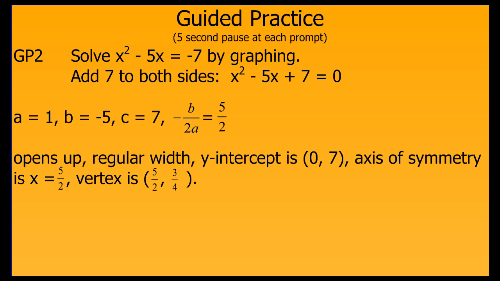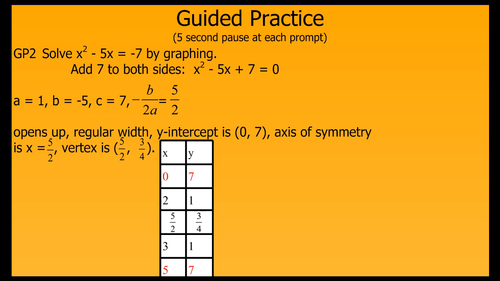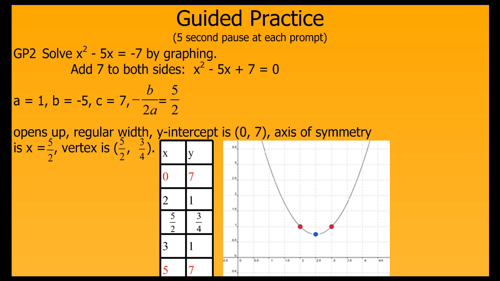So what's our next step? Now we make our table of values. Then what? Then we graph it. What's next? Well, we should be able to see that it never hits the x-axis, so therefore we have no solutions.